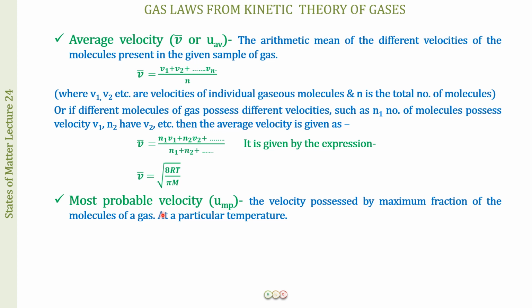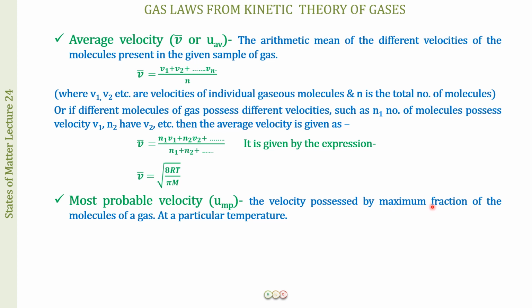What we want is the velocity which is going to be possessed by the maximum fraction of molecules of a gas. Suppose there are 100 molecules and there is one particular velocity which is being had by around 50 or 60 molecules. That is going to be the most probable velocity, the velocity of the maximum fraction of molecules.